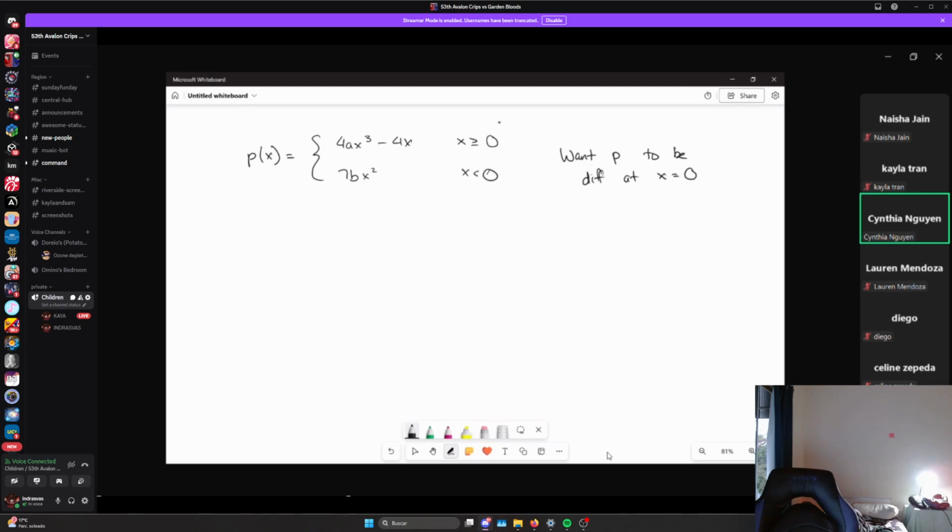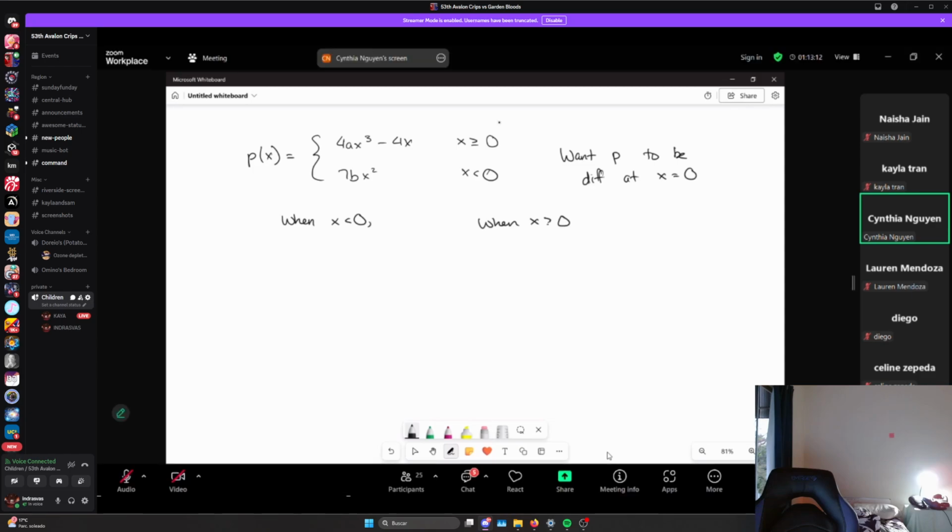Cool. Now I just take the derivative of both sides. So when x is less than 0, and then when x is greater than or equal to 0. Oh, I'm so sorry, I missed it. Give me a second. Actually, I'll just finish up this example and then I'll go over the question that I was just asked.